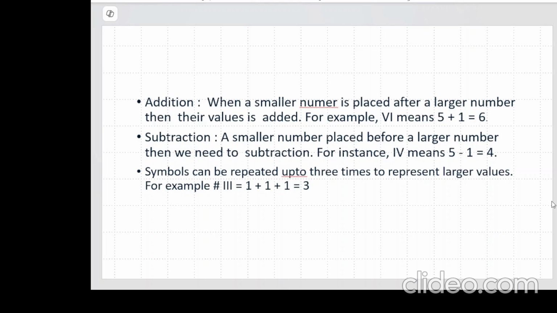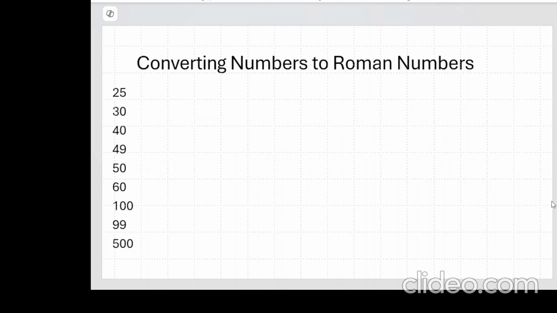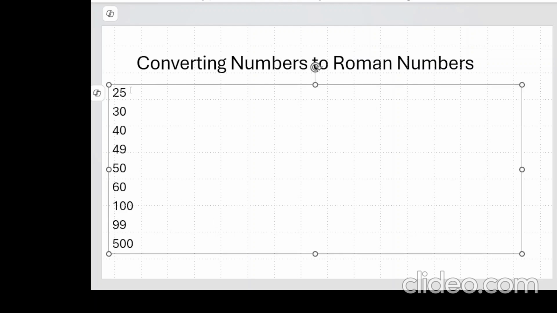Now let us do converting numbers to Roman numbers. 25. Considering we know 10 will be written as X, then again 10, which means we are at 20 here, then now we are 10 plus 10, 20 plus 5, 25.